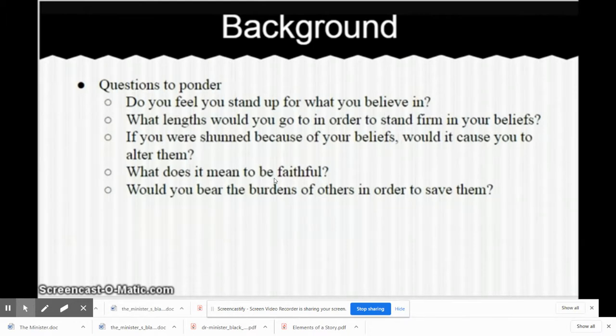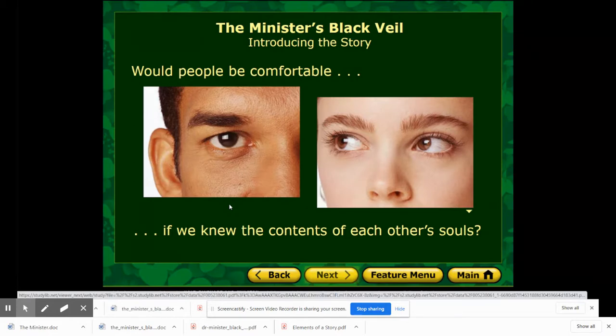What does it mean to be faithful? And faithful meaning to you, to your beliefs, okay? Would you bear the burdens of others in order to save them? Would you sacrifice yourself in order to save others because of their sins or things that they have done that were wrong? Now, in The Minister's Black Veil, would people be comfortable if we knew the contents of each other's soul? So the story is about how would you feel if people can just read right through you and know exactly what your soul feels? Is your soul either in peace, or is your soul filled with sin, or is your soul tormented?